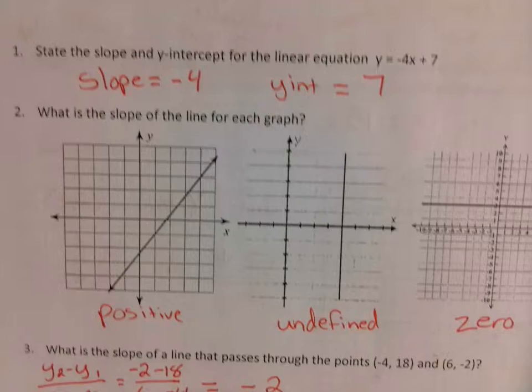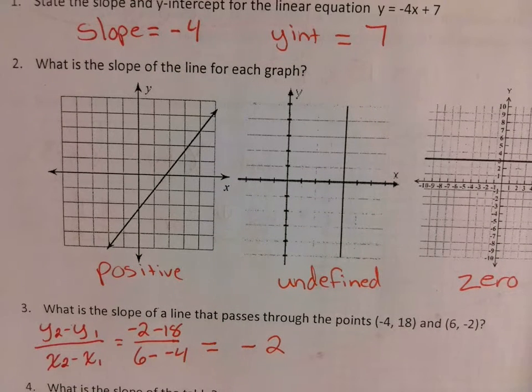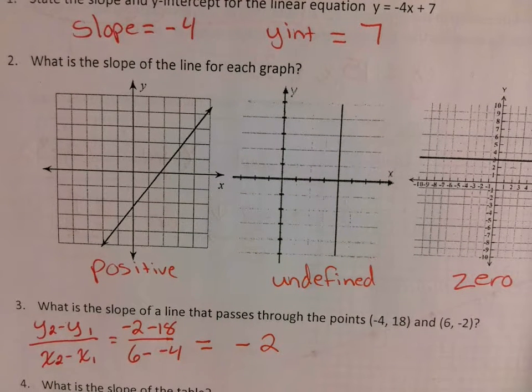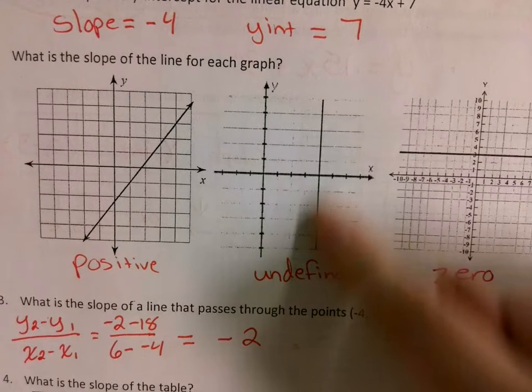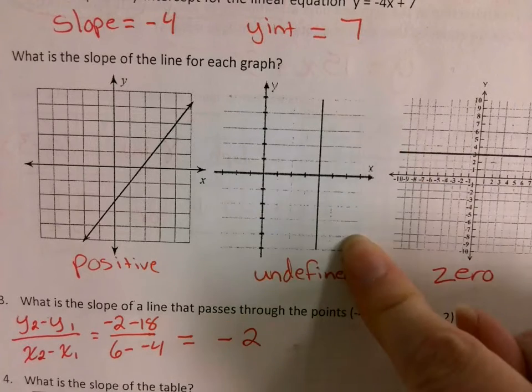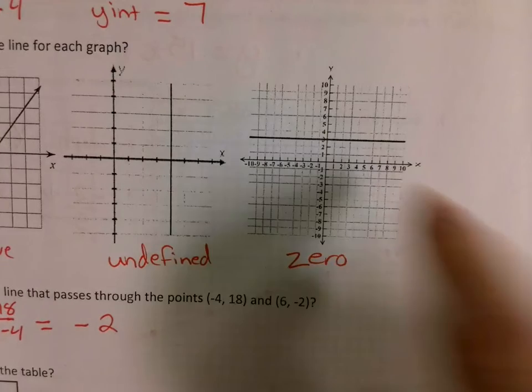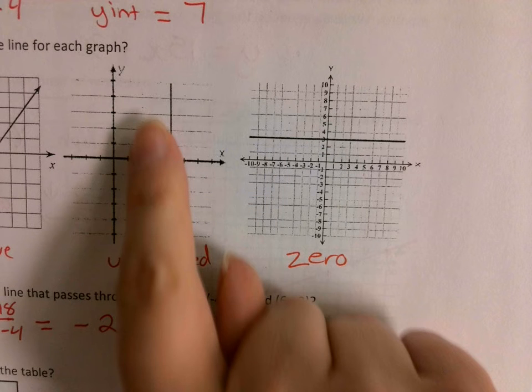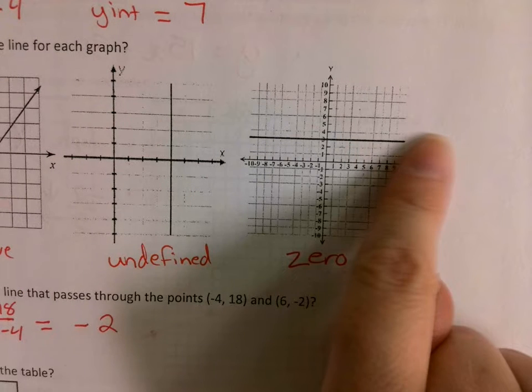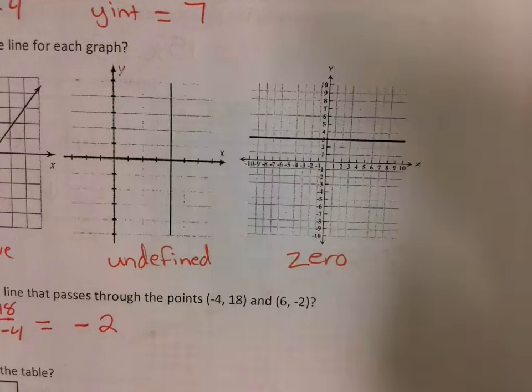For problem number 2, identifying the types of slope. What is the slope or the type of slope for each of the lines? This is a positive slope. This one's going to be an undefined slope. Vertical lines are undefined, and then horizontal lines are 0 slope. So vertical is undefined. The flat line is 0 slope, 0 fun. Okay? So positive, undefined, 0.